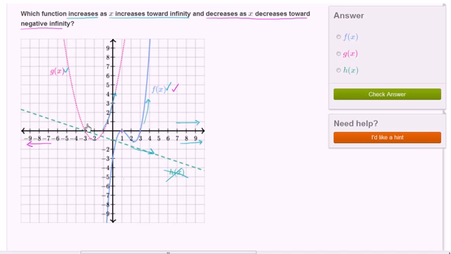Now what about g of x? After we have this minimum point, and it actually looks like a global minimum point, as x decreases toward negative infinity, g of x seems to be increasing, not decreasing. So g of x does not meet the second constraint. So the only function that met both constraints seems to be f of x.